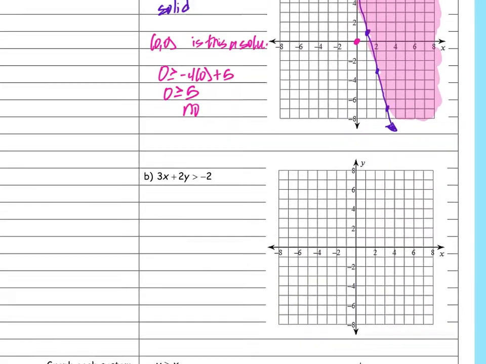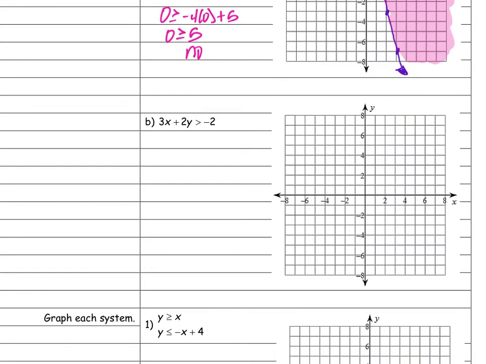Okay. So on the second one, I'm going to solve for y. Minus 3x gives me 2y is greater than -3x minus 2. Divide by 2. Y is greater than -3 halves x minus 1. So my slope is -3/2. My y-intercept is -1. And I'm going to have a dashed line.